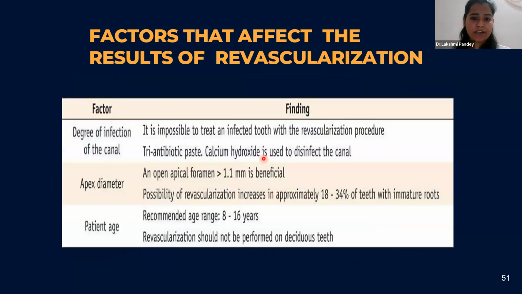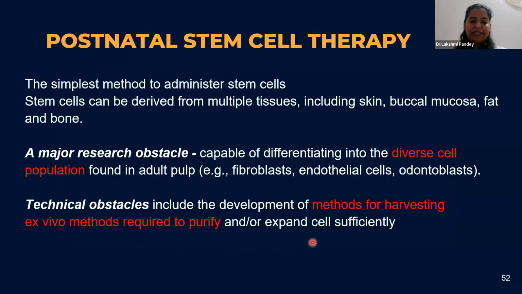Factors that affect the result of revascularization: degree of infection, apex diameter. Yes, that is another most important thing you have to keep in mind. The smaller the opening, the chances of revascularization is good. An open apical foramen of more than 1.1 mm is beneficial. The possibility increases in approximately 18 to 34 teeth with immature root. Age of the patient, 8 to 16 years I've mentioned, and revascularization should not be performed on a deciduous tooth. That is the contraindication. See, this was the base. How I have done it, I explained to you.